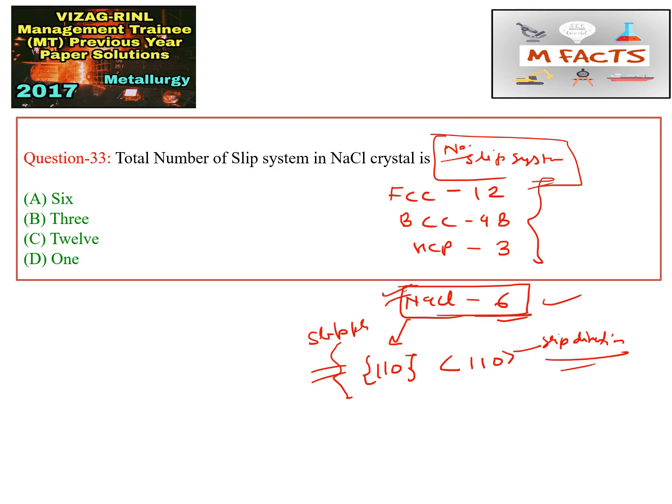Okay. So for now we can see that the total number of slip systems in NaCl crystal is 6. Okay, so 6 is the correct answer for this question.